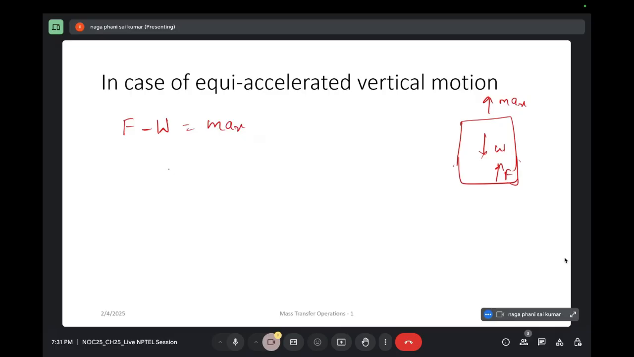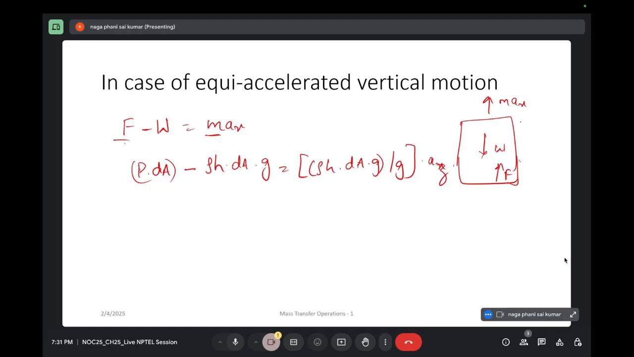Okay. So now F is nothing but the pressure into its area, differential area, minus the weight of the sample, let's say rho into h into its area, dA, into gravity. This should be equal to mass, which is rho into h into dA into g by g, because we want to calculate mass, weight by gravity, into a x or az. Let it be az.